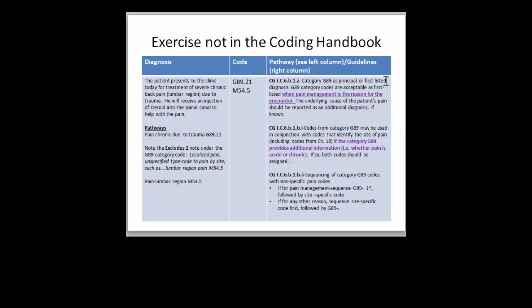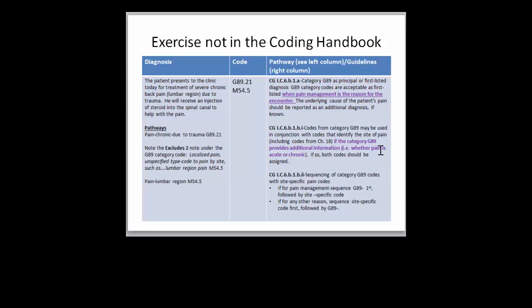And this is when you are using the code G89 as a principal or the first listed. In this case, since we're in a clinic, it would be called first listed. It would not be called principal. You're using G89 as your first listed, and that's acceptable because pain management is the reason for this person's encounter, and the underlying cause should be reported as an additional diagnosis.